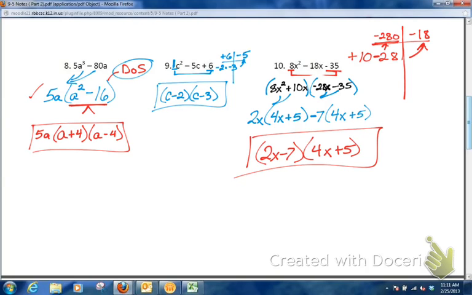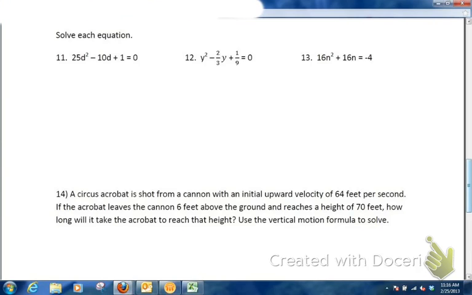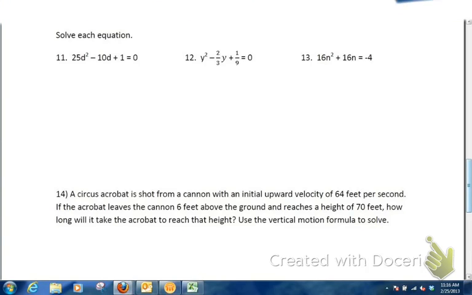Alright, done. And again, that was just a little review of the other types of factoring methods we need to know. Okay, now these last three problems will also be a review of what the new stuff we learned. So we are going to be double checking for perfect square trinomials, but we're also going to learn a little trick on how to solve perfect square trinomials.